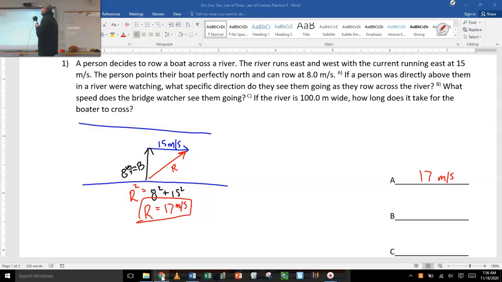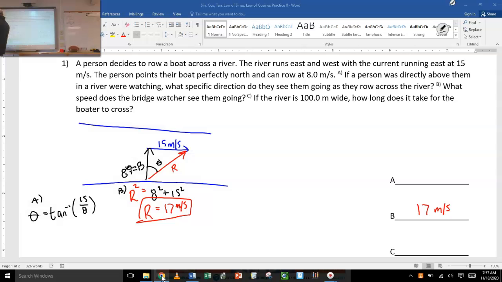Part B says, what speed... Oh, wait a second, I take that back. That's part B, it wants to know what specific speed. Part A wants to know what angle. So I need to know this angle. So this will be part B. And then part A, I'll use my favorite trigonometric function, tangent. So inverse tangent of the opposite divided by the adjacent. That turns out to be 62 degrees. And since this direction is north, we're going to be measuring 62 degrees east of north, from the way I did it.